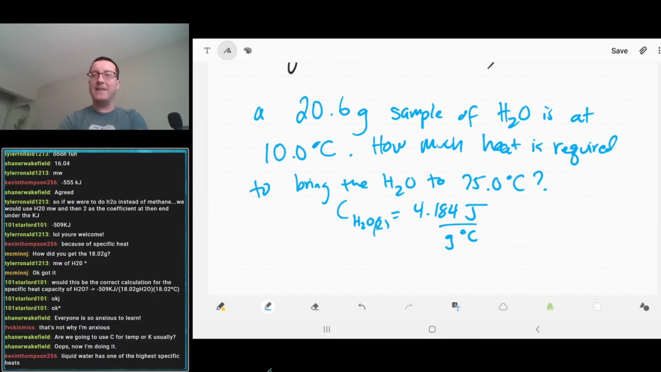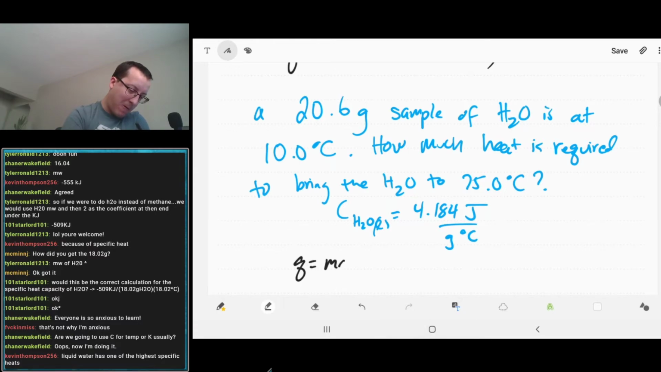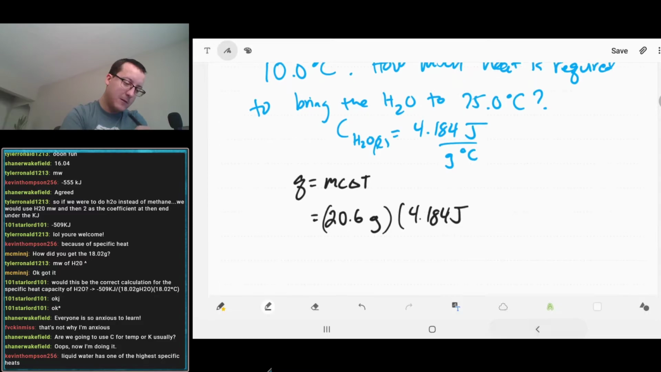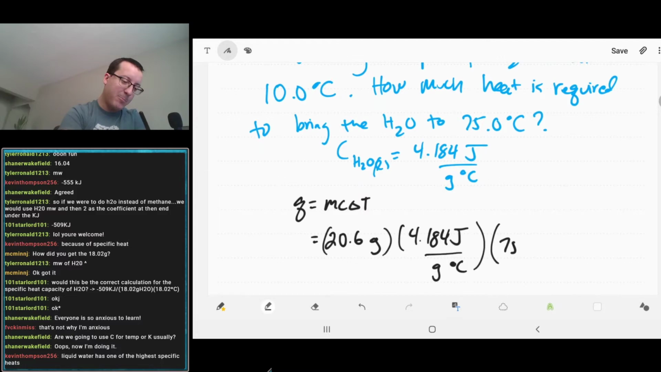And so, again, this is a matter of identifying things from our equation. M is going to be our mass. C is our constant here, our specific heat capacity. And then our delta T is going to be our final temperature minus our initial temperature.